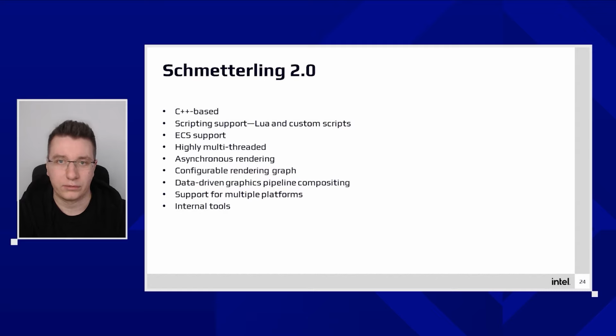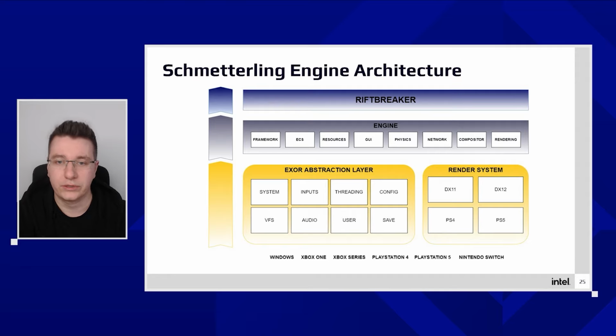Of course, we support multiple platforms and have a lot of internal tools that help us to bring games to our players. The Schmetterling engine architecture can be divided into three layers. The first layer is about the whole platform abstraction. Currently, we support Windows with multiple store support, Xbox One, Xbox Series consoles, PlayStation 4, PlayStation 5, and Nintendo Switch.